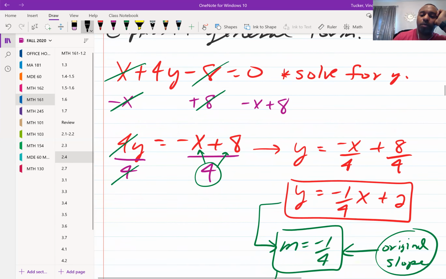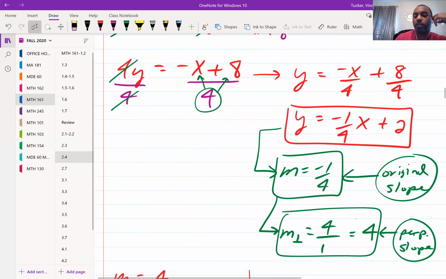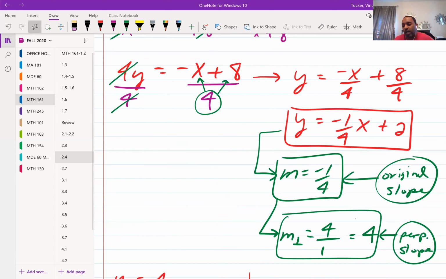All right, so our slope is -1/4. That's the original slope that they gave us, because that's the slope that came along with the line that they gave us. So our slope is -1/4. And a slope that's perpendicular to that is going to be flipping the fraction and using the opposite sign. So that'd be a positive 4/1, which is positive 4. Remember, if we want a slope that was parallel to it, we would use the same slope, -1/4.